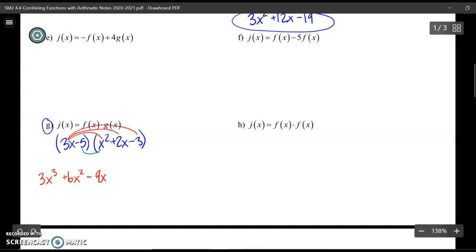Then I have to distribute this negative 5 to everything in my second set of parentheses to get negative 5x squared minus 10x plus 15. Notice how careful I was with distributing not just a 5, but a negative 5 into everything.